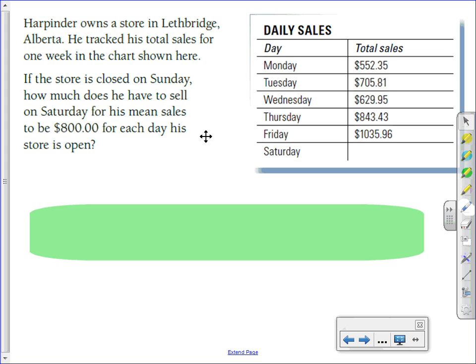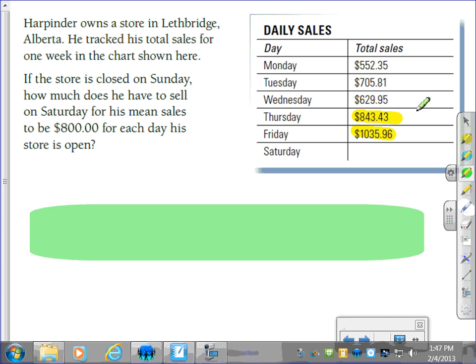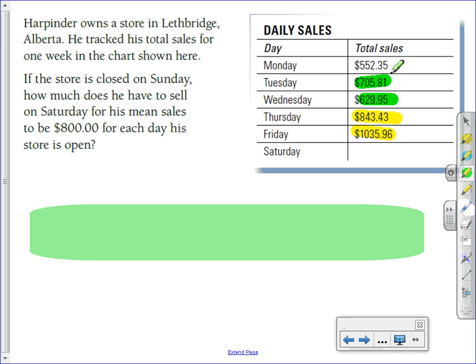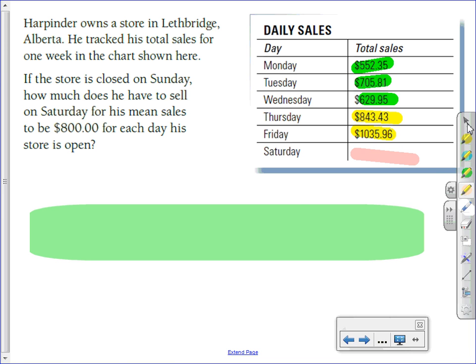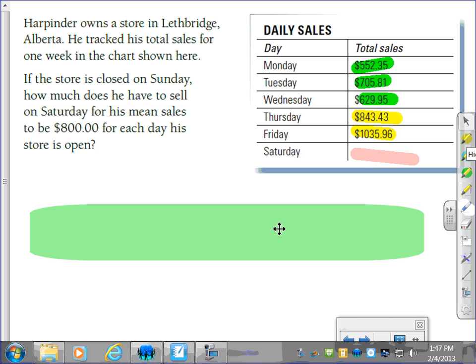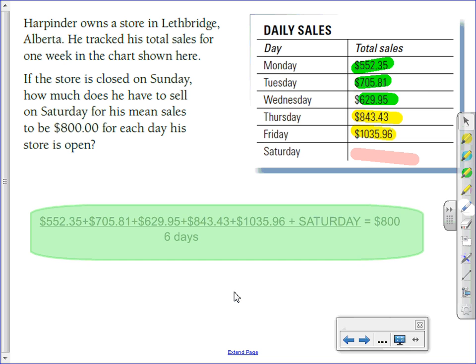Here's another situation. A store owner tracks sales for a week, and a little bit different question. He wants to average $800 in sales a day. So you can see there are some days where he's already over that and 3 days where the sales are less than that. The question is, on Saturday, how much will this person have to sell in order to make $800 a day?